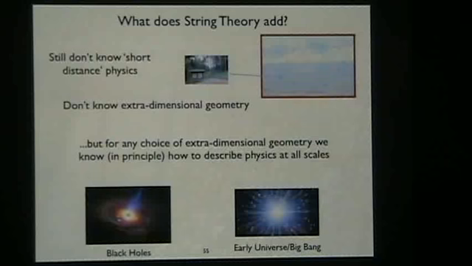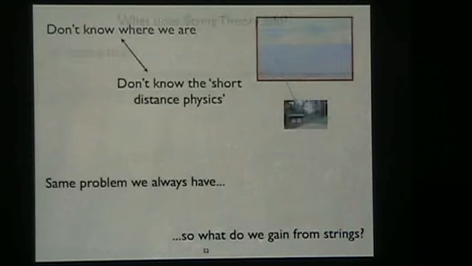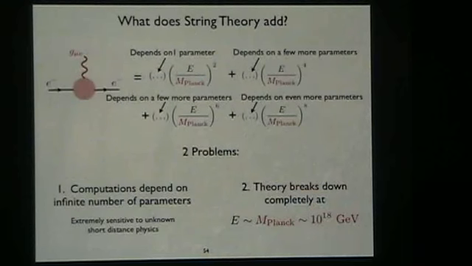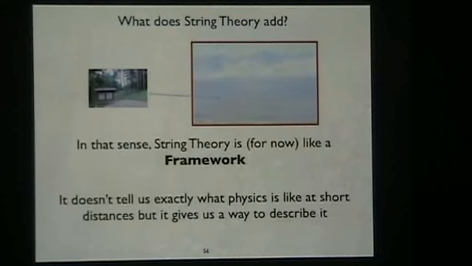In string theory, we don't know what the short distance physics is. We don't know the extra dimensional geometry. But if you hand me a choice of the extra dimensional geometry, we in principle know how to describe physics at all scales. So string theory takes care of this problem, but it doesn't take care of this one. In that sense, at least from the point of view of someone trying to make connection with particle physics in our world, string theory for now anyway is kind of like a framework. It doesn't tell us exactly what physics is like at short distances, but it gives us a way to describe that physics.